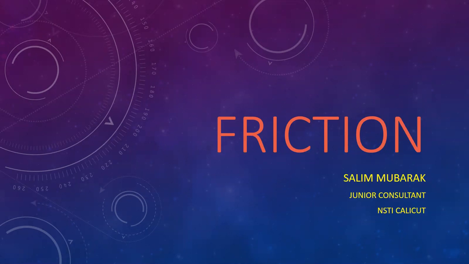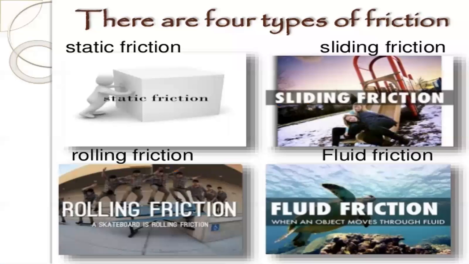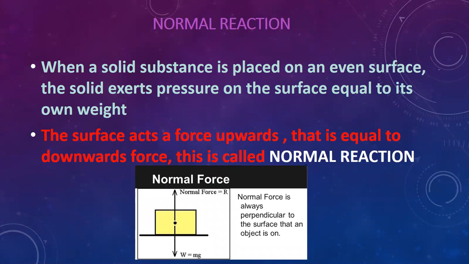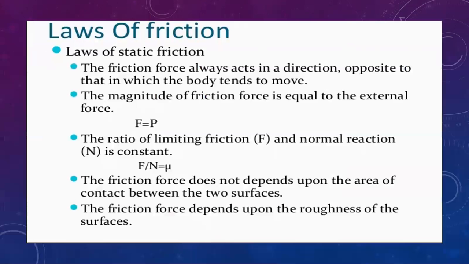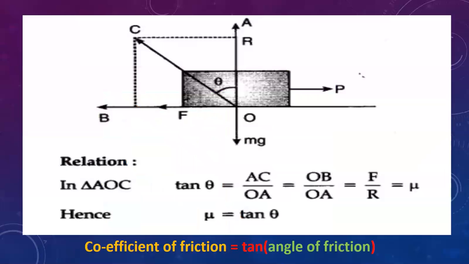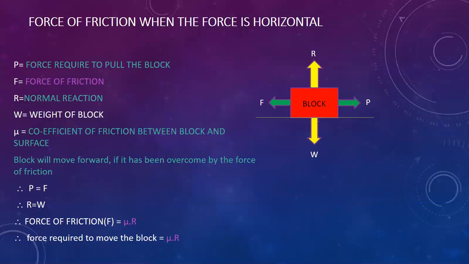Last class we discussed the definition of friction, the categories, the types and effects of friction, and some important terms related to friction: normal reaction, limiting friction, laws of friction, coefficient of friction, angle of friction, then angle of repose. So today we will discuss mainly two topics. One is the force of friction when the force is horizontal.